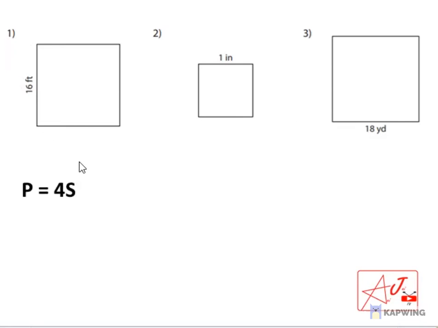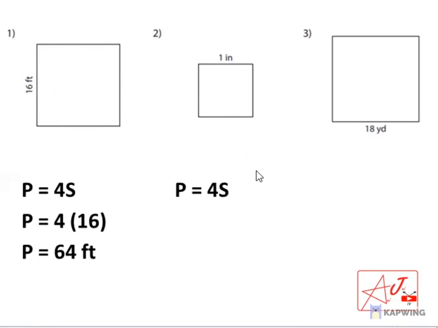Given that, halimbawa lang i-assume natin na hindi nyo alam yung characteristic ni square. So gagamitin natin yung formula na P is equals to 4S. So hahanapin natin yung perimeter ni square. Yung 4 ay constant. So ang gagawin na natin, i-bring down that. And then i-multiply natin yung given, which is yung 16 feet. So therefore, the perimeter of this square here is 4 times 16, which is equal to 64 feet. So do not forget the unit, which is feet.